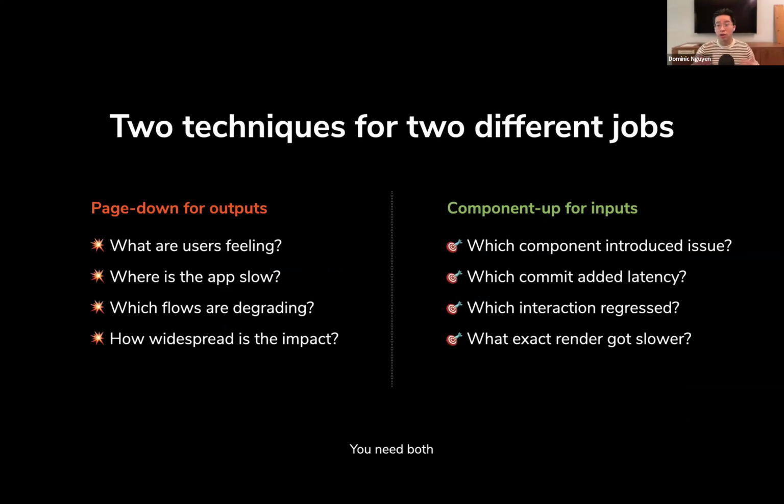So that's not to say page level APM is bad. You end up needing both, and we'll see why. Page level monitoring reflects what users actually experience. So what are users feeling? Where's the app slow? Which flows are actually degrading? Whereas component level is really about targeting and identifying root cause issues really early in the dev loop, so you can fix them in the dev loop instead of getting reports from your production users roasting you for not serving them the experience that they demand.